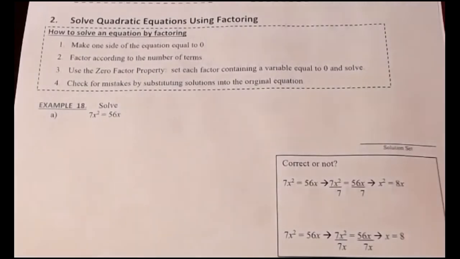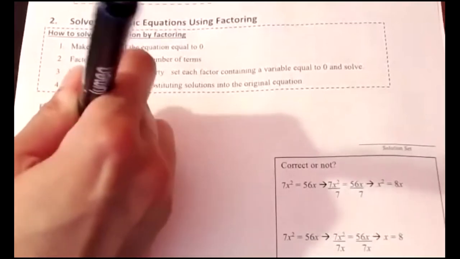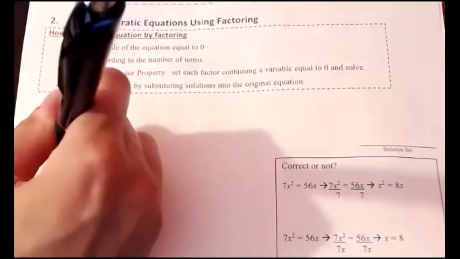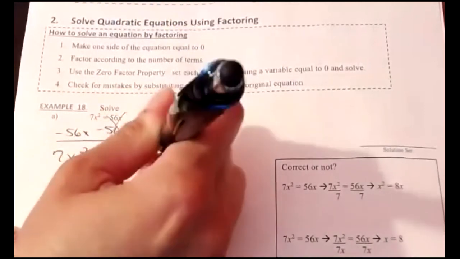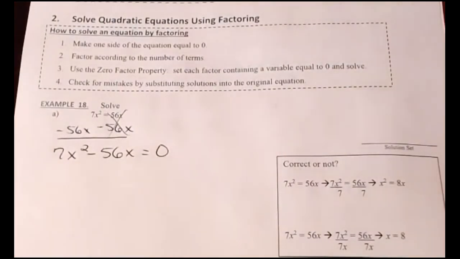Subtract 56x. Yes, I actually really like that you said that. Some of you might subtract the 7x squared. That's totally cool. Not a big deal. The only thing is your leading term would be negative. So just make sure you factor out that negative. But I actually prefer if you subtract the term with smaller degree. So we have 7x squared minus 56x is equal to 0.